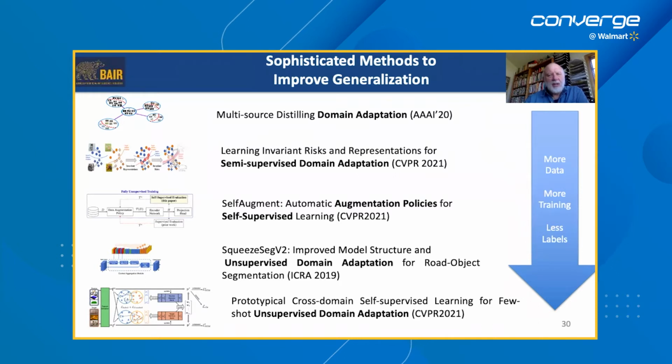What I'm showing you are recent publications, in particular the latest CVPR conference, but also some of our prior efforts of using domain adaptation, as I mentioned, different augmentation policies for self-supervised learning, and also efforts in unsupervised learning. These are all techniques that can be applied to get more generalization power. These approaches, particularly the semi-supervised and unsupervised ones, require more data and more training, but less time-consuming labels.